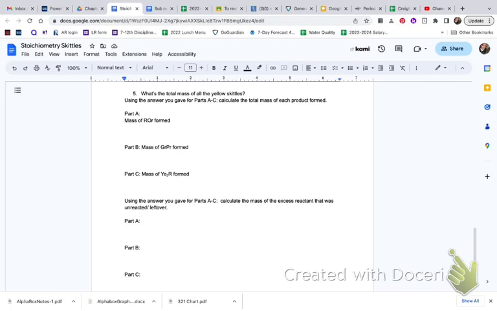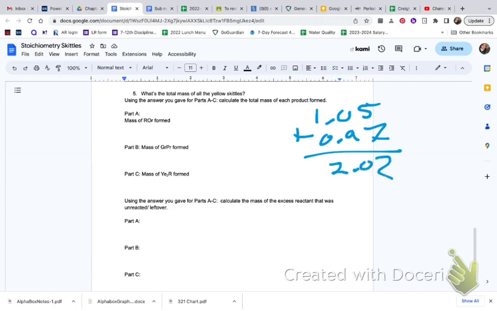So for this first one, we're going to take the Skittle mass for R, which we said was 1.05, and combine it with the Skittle mass for orange, which is 0.97, okay? And that would come out to about 2.02, and then you're going to take that times the number of that compound that you formed. So in this case, that was 13.